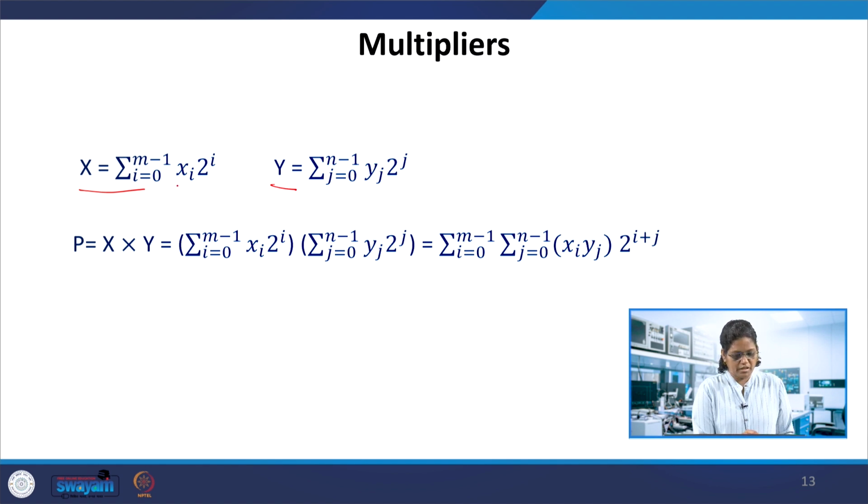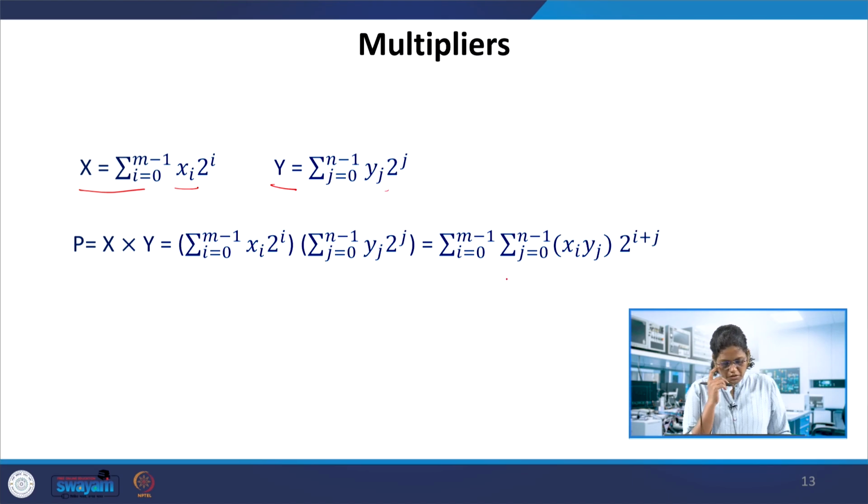So x is a number, and the representation of x is the summation of x_i times 2 power i, where i varies from 0 to m minus 1, the number of bits. Similarly y can be from 0 to n minus 1, so these are an m-bit and an n-bit number, with y_j and 2 power j. If you multiply the two, x and y, the total summation would be m plus n minus 1.